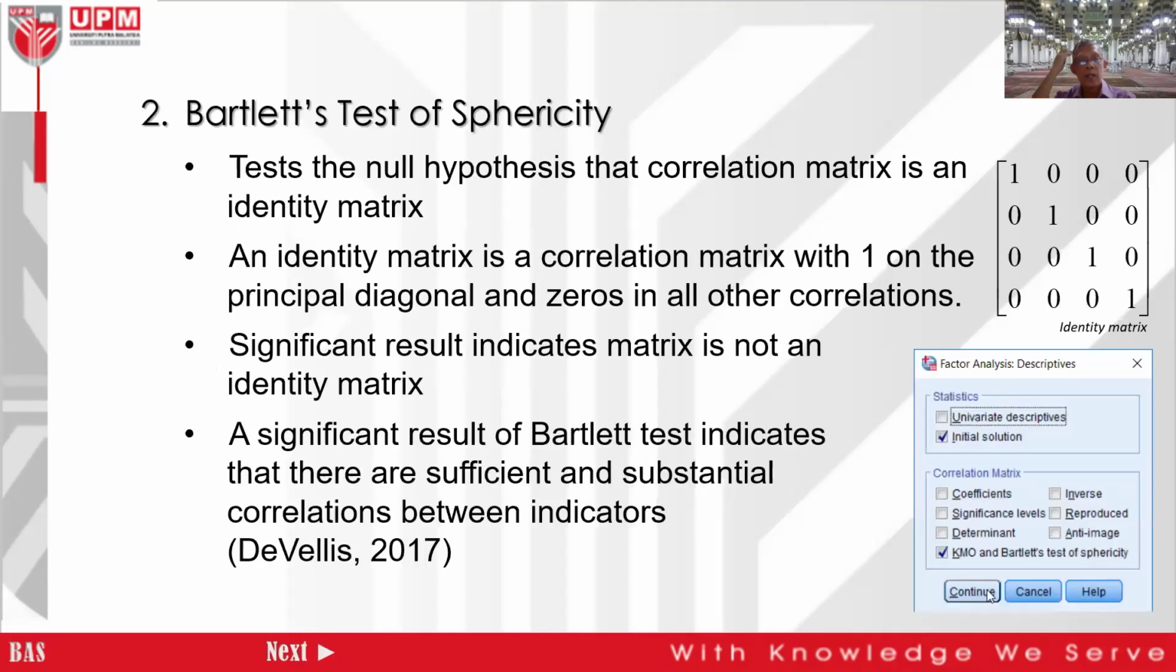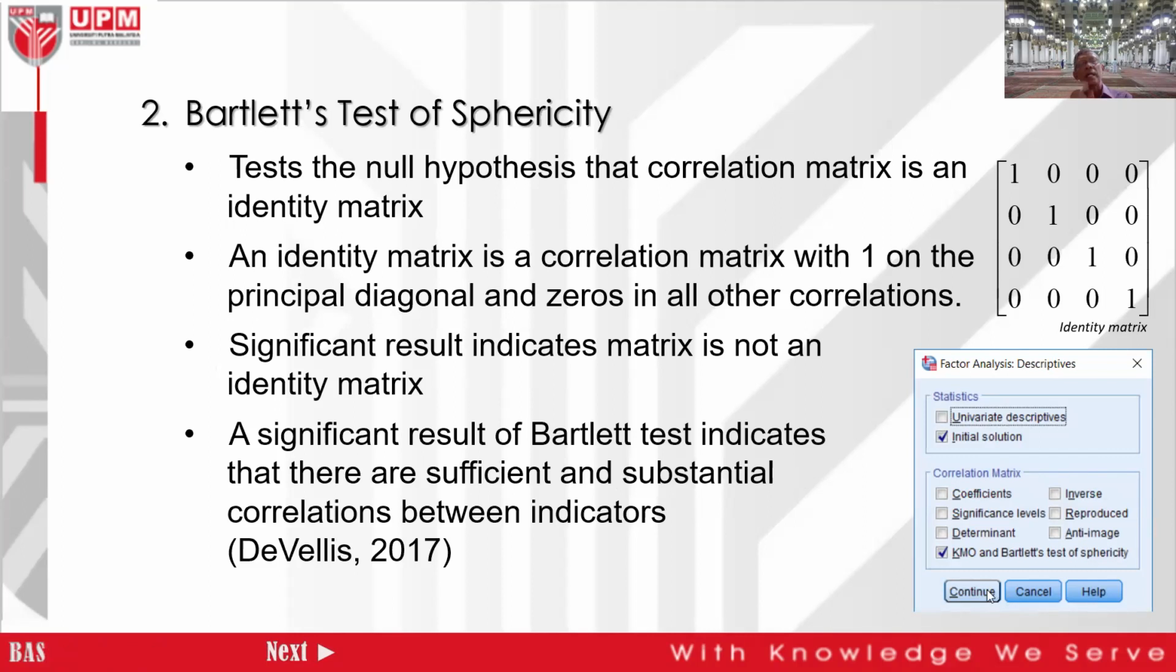Okay, next, Bartlett test of sphericity. This is just to make sure that you don't have the identity matrix as shown here. This is our identity matrix. On the principal diagonal, we have 1. The rest will be 0. That is the identity matrix. To make sure that it is not an identity matrix, what we want is a significant result for Bartlett test of sphericity.